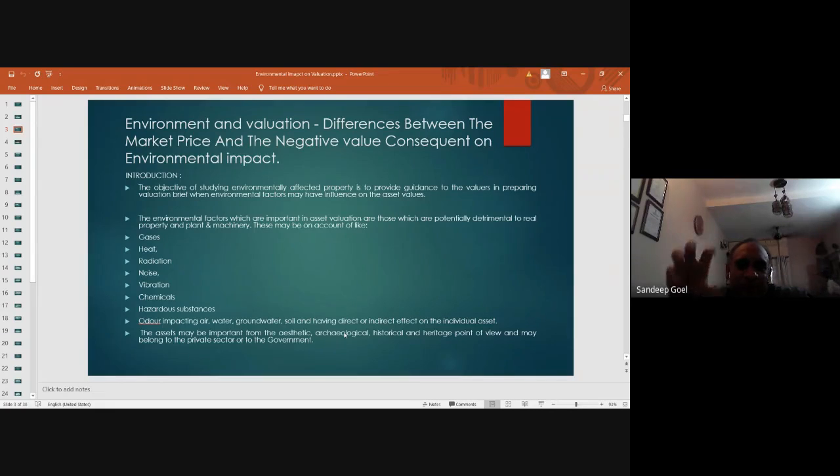Clear? So our aim in giving this lecture, or including these chapters in IBBI, is that IBBI has taken into consideration the environmental impact, environmental negative value, environmental stigma values, which bring down the value of the property. Clear to everybody?